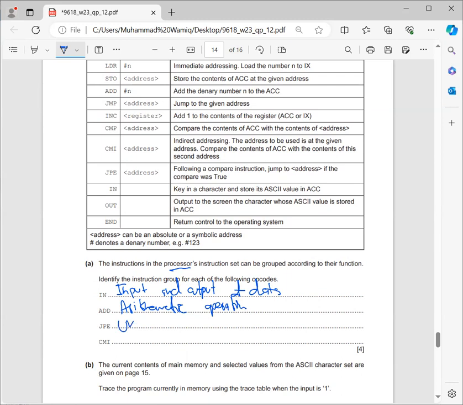Then it is JPE. JPE is conditional instructions. Then it is CMI, which means that you are comparing your instructions.